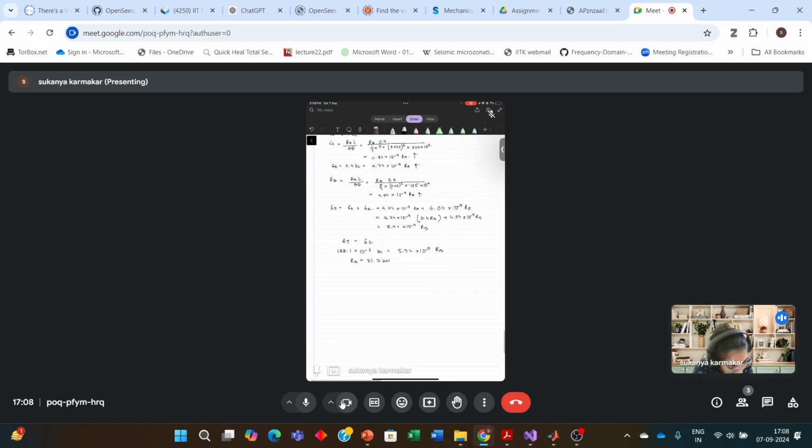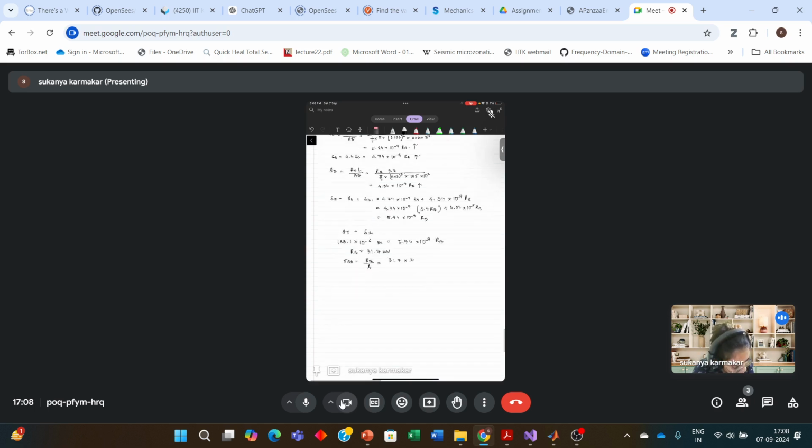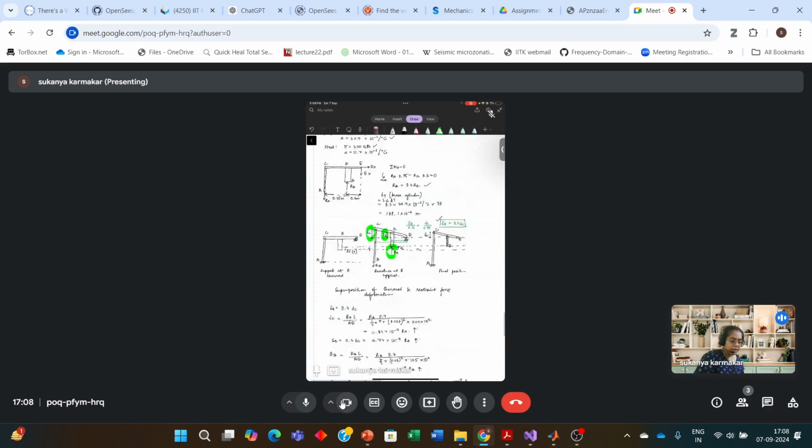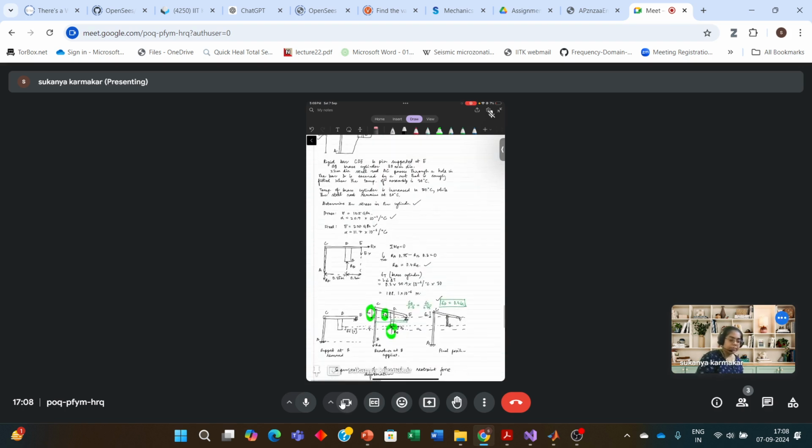Now once you know RB, you can find out the stress in the cylinder BD. Stress in BD will be RB divided by the area A of the cylinder. So 31.7 kilonewton, into 10 to the power 3, this is in Newton. And area, suppose I want in mm square, so pi by 4 into 30 squared, 30 mm, this is in mm square. So the answer is 44.8 Newton per mm square or MPa. So this is how I calculate the stress in the bar BD.